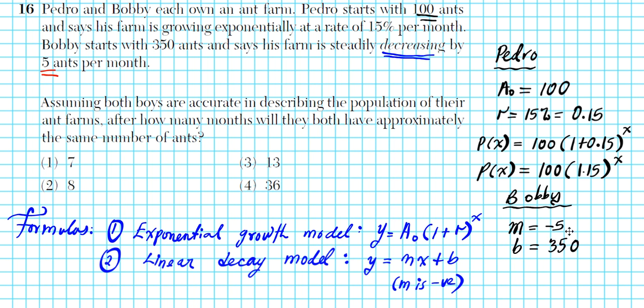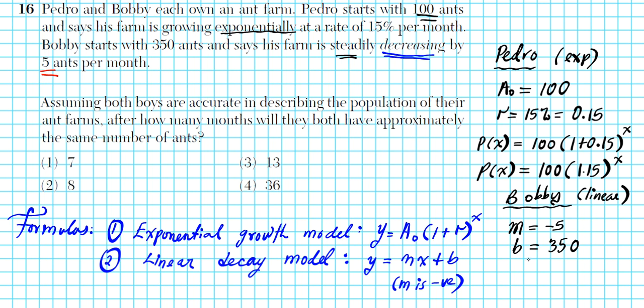So the question might arise: how do we know that Bobby's scenario is linear while Pedro's scenario is exponential? If you take a look at the problem, it says that Pedro's farm is growing exponentially, so it's easy to determine that Pedro's case is exponential. But in the case of Bobby, there is a steady decrease. It's decreasing by the same amount every single time. That's what a linear decay scenario looks like.